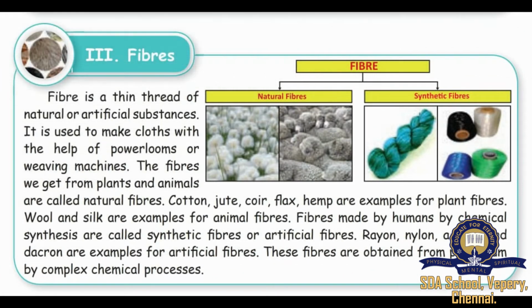Next, we will learn about fibers. What is fiber? Fiber is a thin thread of natural or artificial substances. What is the use of fiber? Fiber is used to make clothes with the help of power looms or weaving machines. Fibers are classified into two types. They are natural fibers and artificial fibers.